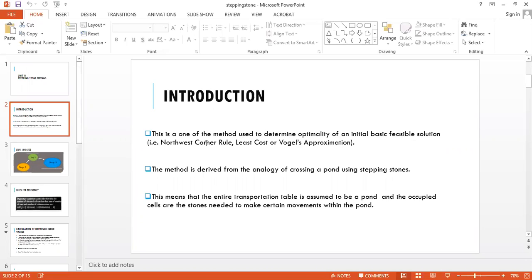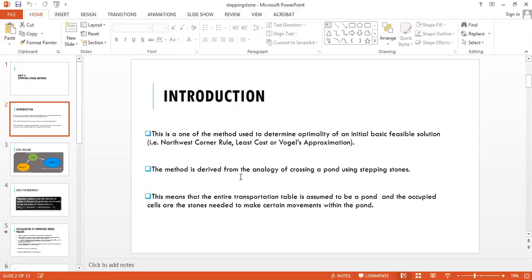We know that we used to obtain an initial basic feasible solution by using three approaches, that is northwest corner rule, least cost rule, and Vogel's approximation rule. So we don't know whether the initial basic feasible solution obtained by using these three approaches is optimal or not. So to check for that optimality, we have the stepping stone method.